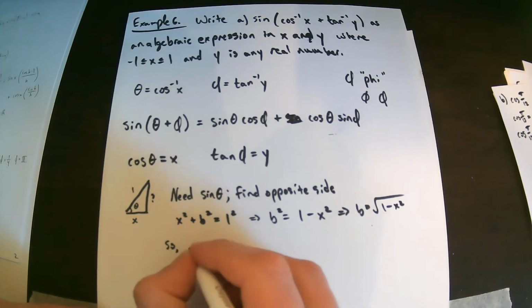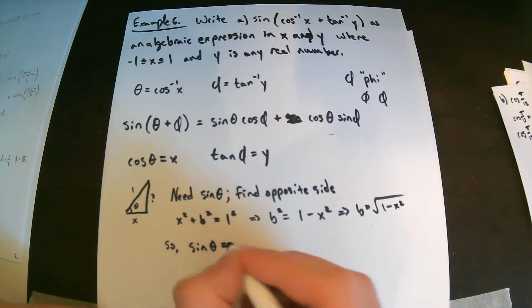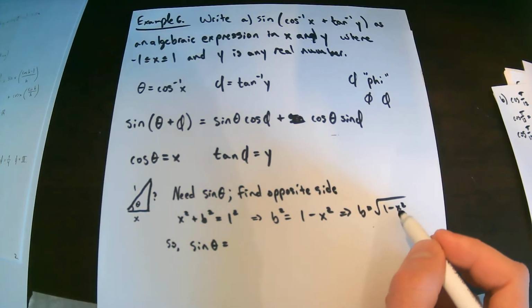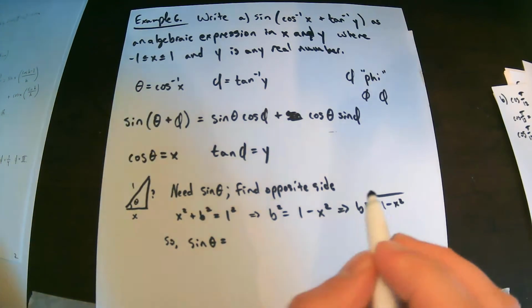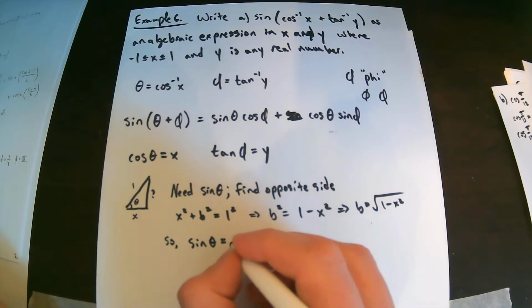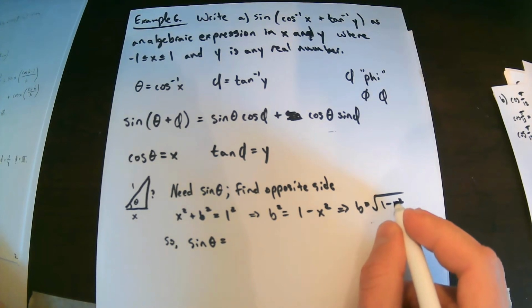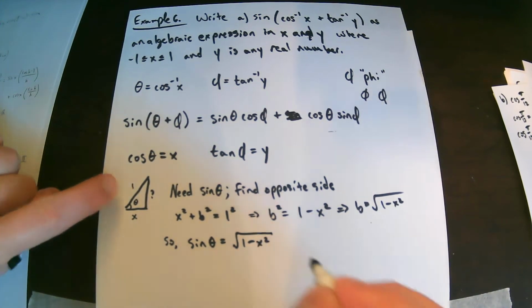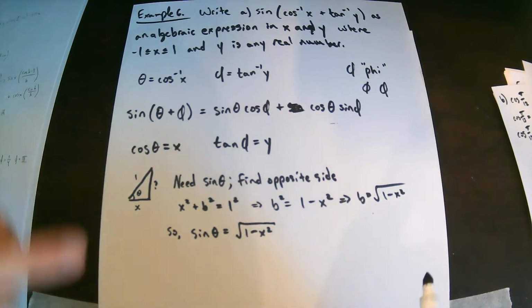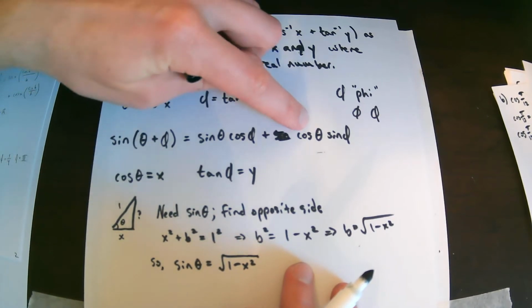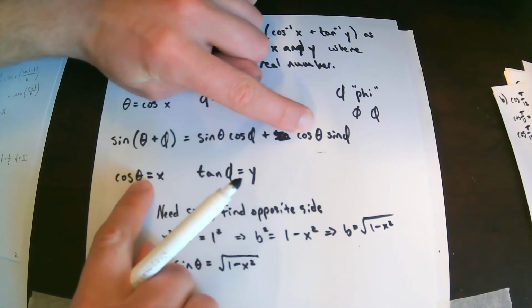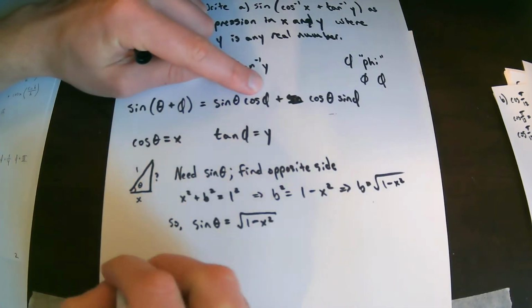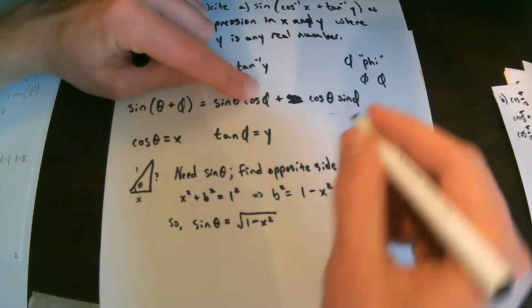So sine of theta, now it looks ugly, it's not a nice clean number, but it's in terms of x, and that's what I want. Sine of theta is opposite over hypotenuse, so sine of theta is going to be this opposite side over 1, which is just going to be the square root of 1 minus x squared. And there we go. We've got cosine theta, which we need right here. Cosine theta is just x, and we've got sine theta. So now we need cosine of phi and sine of phi.